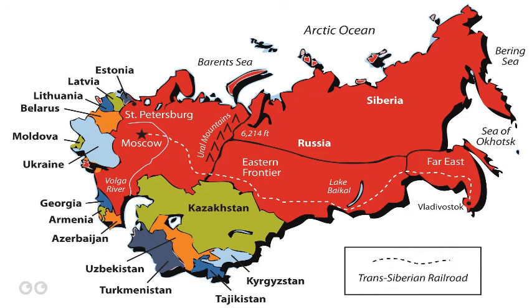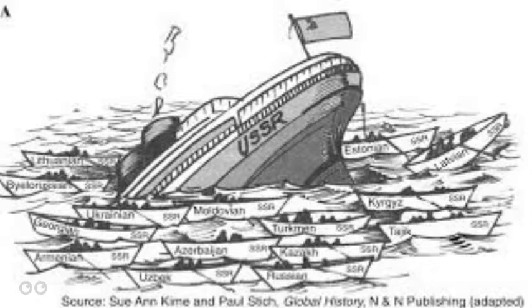For over 70 years, the communist government of the Soviet Union maintained a totalitarian grip over its own people, as well as over the people in its satellite nations. Political dissent was not tolerated, and human rights were not protected.